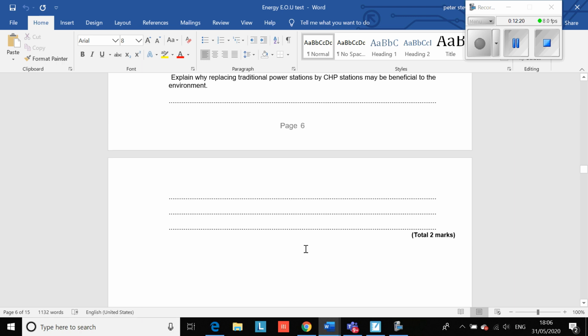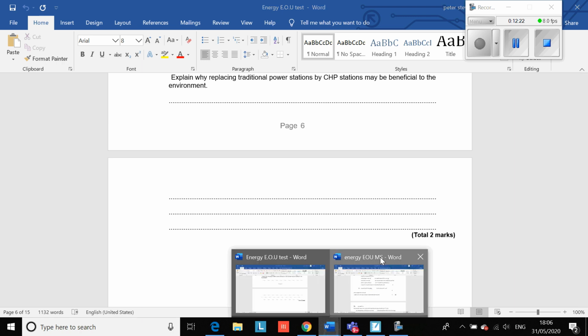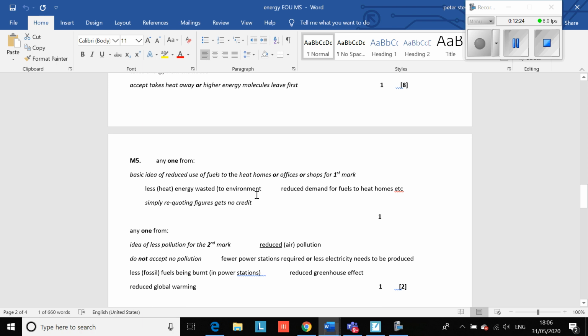So you've got space there for a couple of marks. So things you could have had: this basic understanding that if you're using the heat from a power station, you don't need to then use heat to do something else. Less heat energy is wasted, or reduced demand for fuels to heat homes because you're getting that energy from the power station. Re-quoting figures gets no credits.